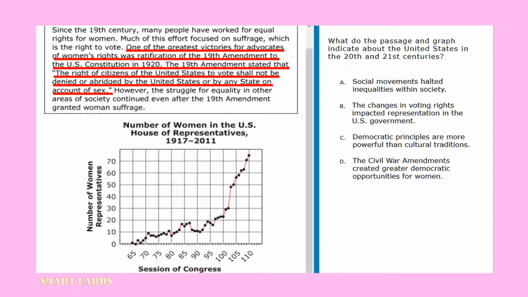Now let's look at the graph. The 19th Amendment was ratified in 1920. That would be the 4th data point in the graph. And we can see from 1920 to 2011, women representatives in the House of Representatives has seen an upward trend. We can conclude that this is directly related to the 19th Amendment. That would give us answer option B.